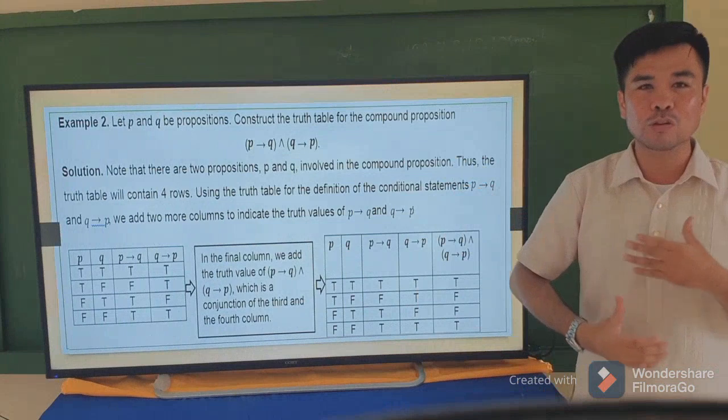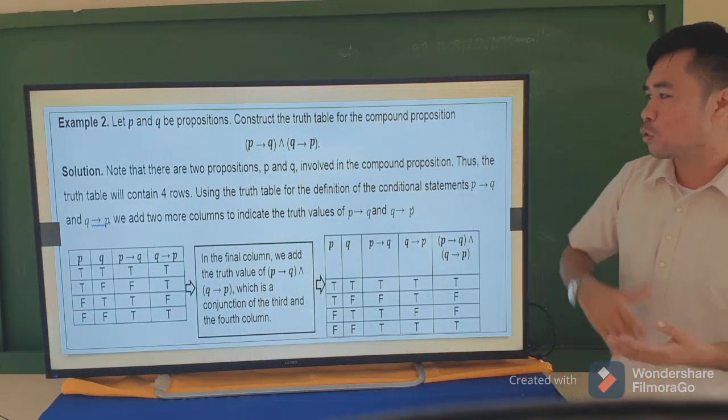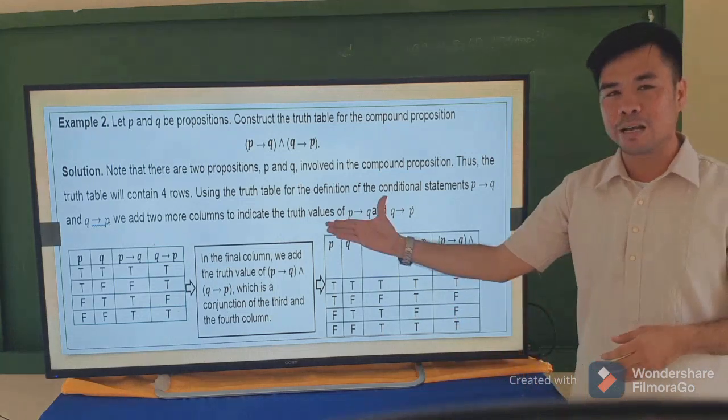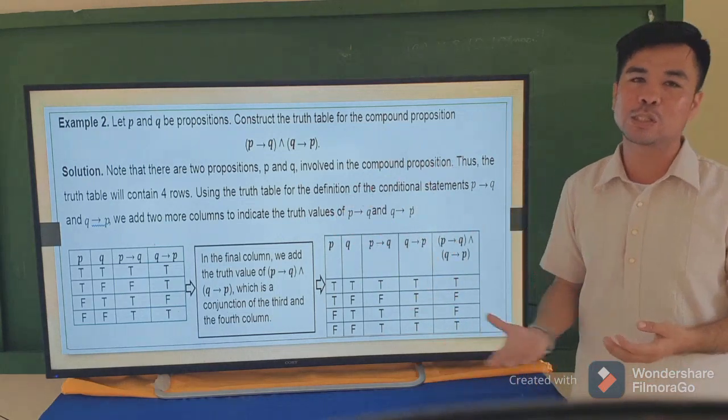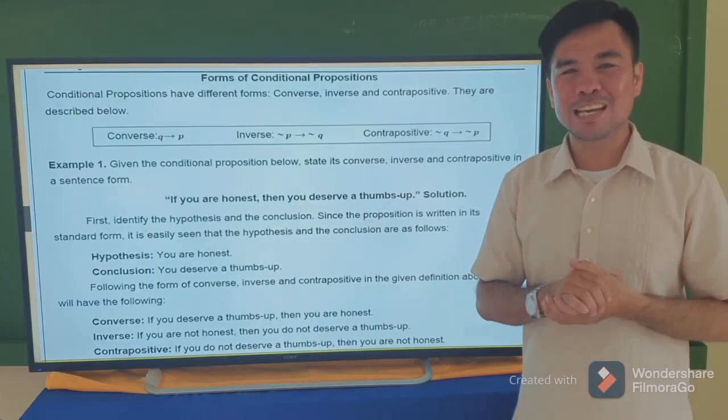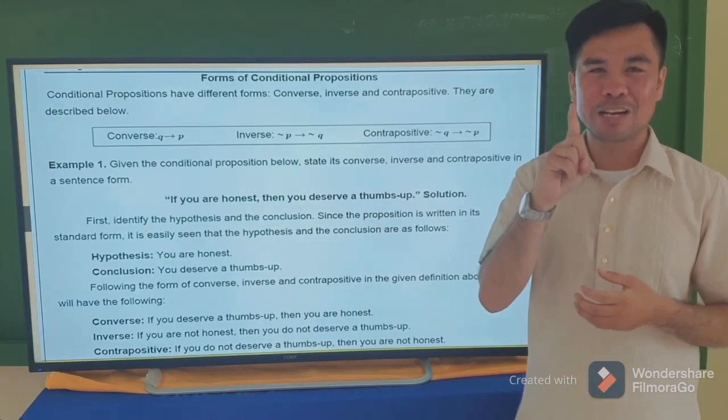What you're going to do is just practice how to construct a truth table, and of course, how you are going to familiarize the symbols in these truth tables. Okay? So now, great job, students. We are done with our last number 1.